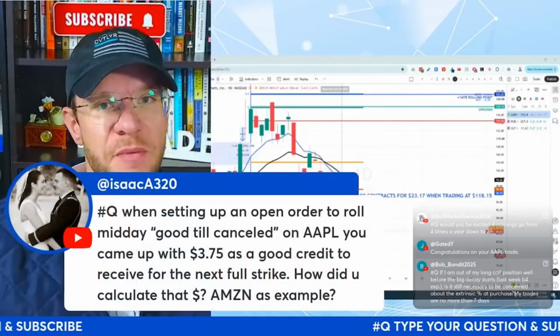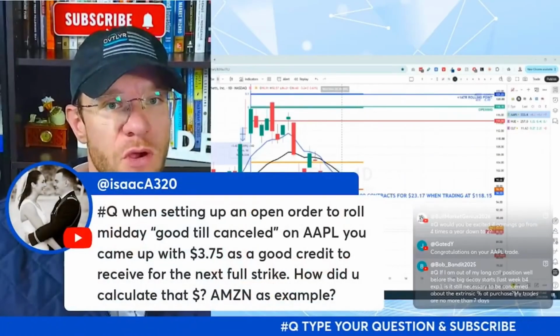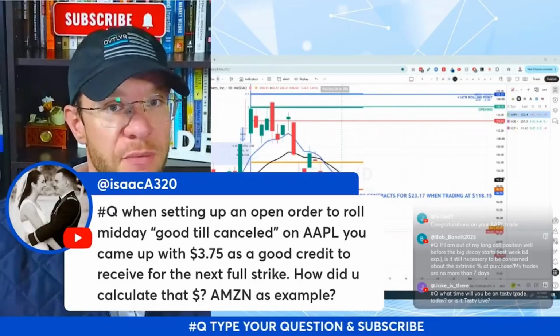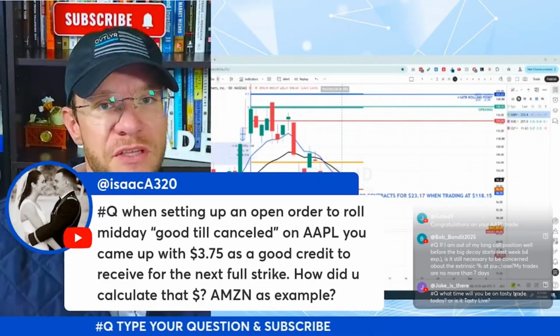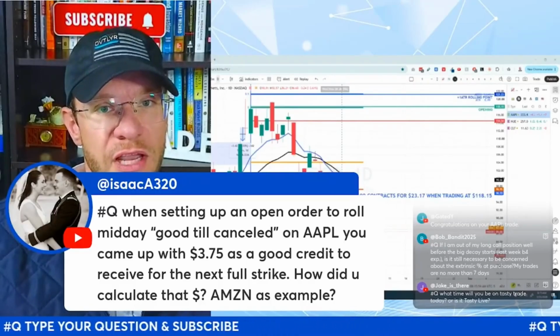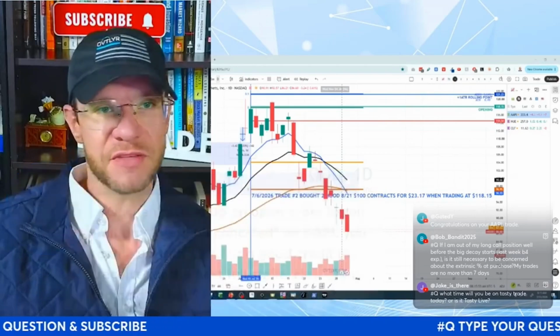Isaac says, when setting up the open order to midday roll, good till canceled on Apple, you came up with 375 as a good credit to receive for the next full strike. How do you calculate that? Can use Amazon as an example.